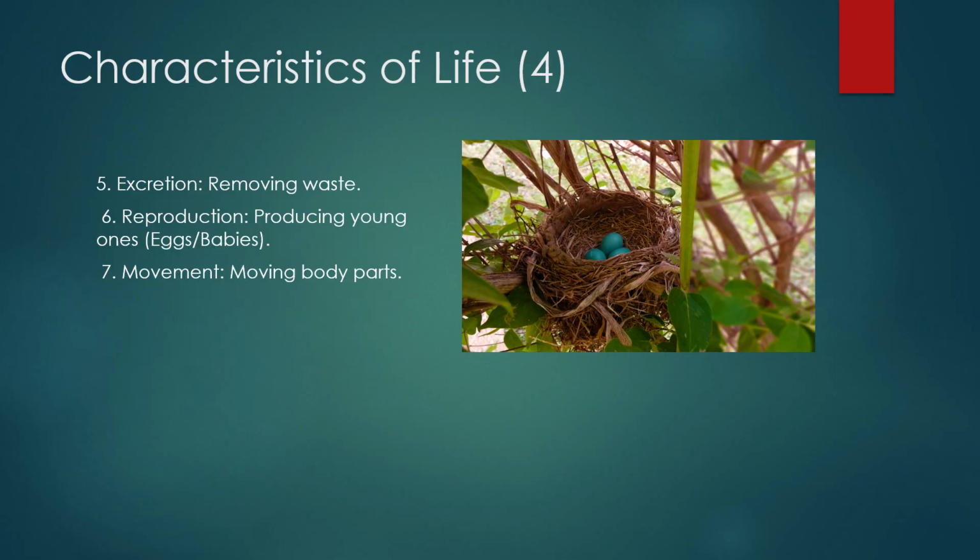And finally, check 5 is excretion. That is getting rid of waste from the body. Check 6 is reproduction. That means living things produce more of their own kind. Birds lay eggs, humans have babies, and plants produce seeds. Check 7 is movement. Animals move from place to place, and plants don't run, but they move their stem towards the light.